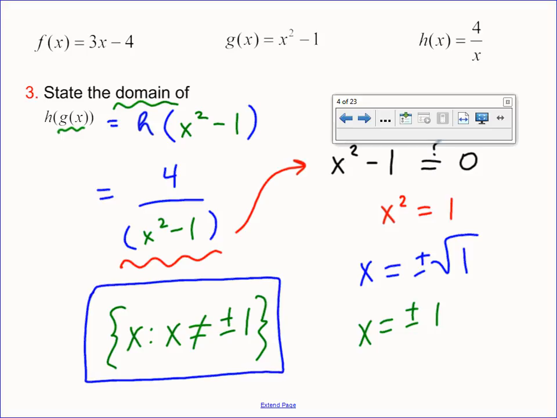That's pretty sweet. So did anybody find that 1 and negative 1 wouldn't work? Did we get all the way to the end of the last one? Okay, so that's the trickiest one. Good job. Because you have to do a composition first and then consider your domain questions.